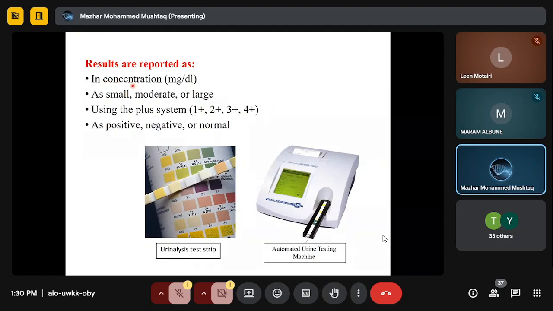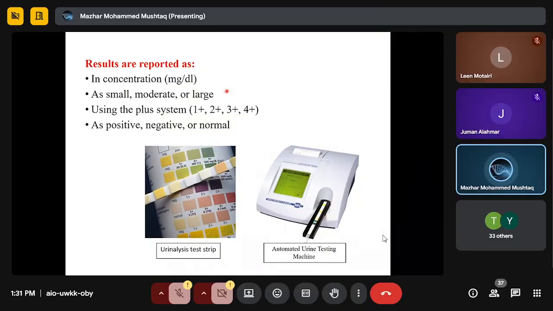Results may be given in concentration, for example, milligram per deciliter, or it may be written as a small amount, moderate amount, or large amount. It may be given with the plus system, that is +1, +2, +3, +4. So +4 and large concentration are the same. Or sometimes it is just positive, negative, or normal. Can you give an example of this positive, negative urine test? Any test? Pregnancy test. Yes, pregnancy test. Either it's positive or negative. There's nothing called a normal pregnancy test. Good.